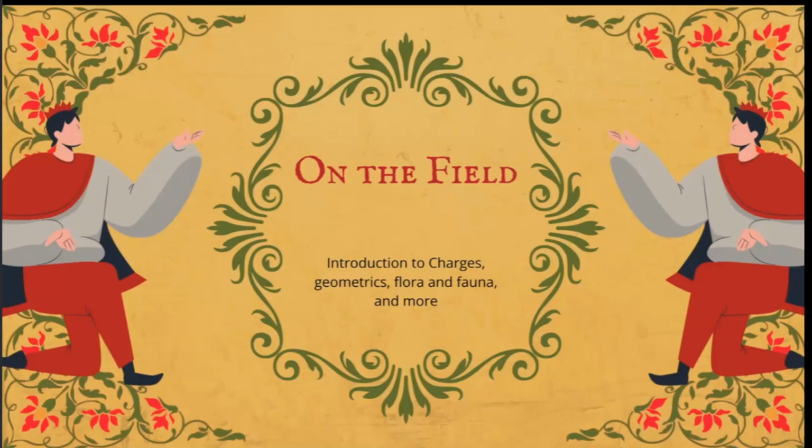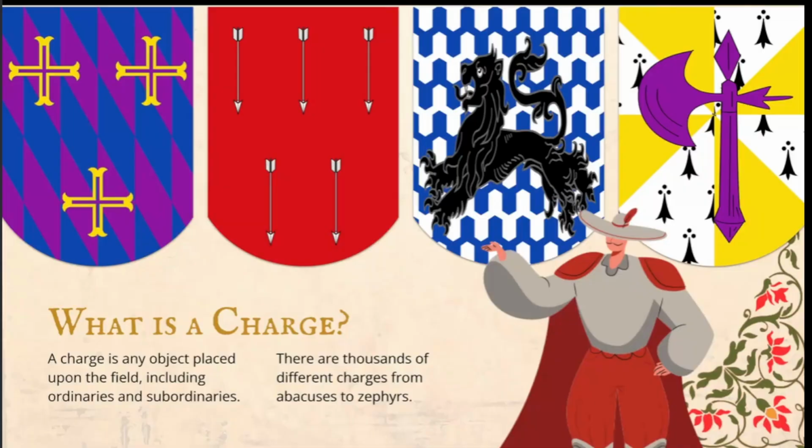Alrighty. So now that we've designed our field and we've thought about some of the ways you can divide it and cross it and dash it, let's talk about what can go on that field. We're going to go through what is a broad term called charges. In fact, all your ordinaries and subordinaries are also charges. A charge is just any object that you are putting on the field. And there are as many charges as there are things out there.